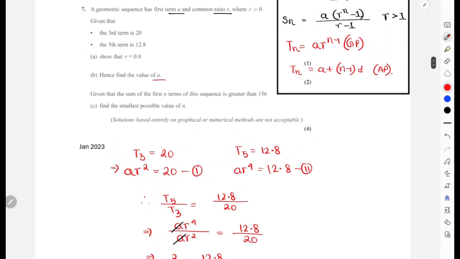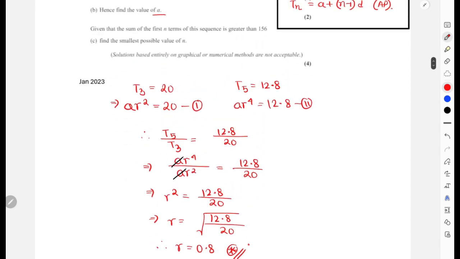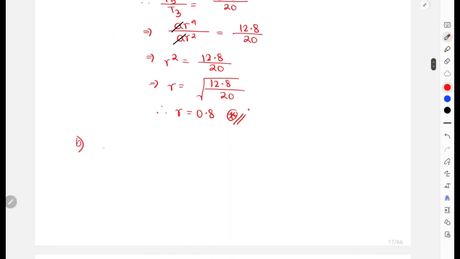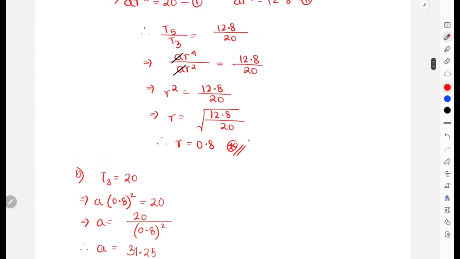Now it says find the value for a. Since I already have the value for r, I can input that r into any of the equations to get the value for a, right? So this is your part A. For part B, I am using T3 as 20, which is going to be a times 0.8 squared. 20 equals a times 0.8^2. So you get the value for a in that case as 31.25. So this is the final value for a.